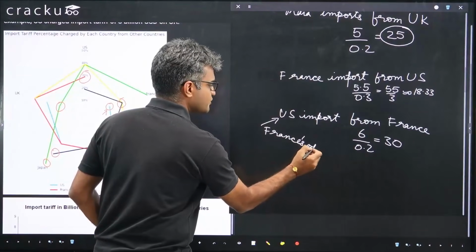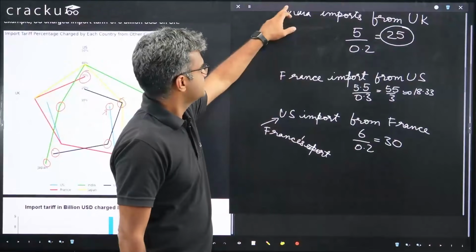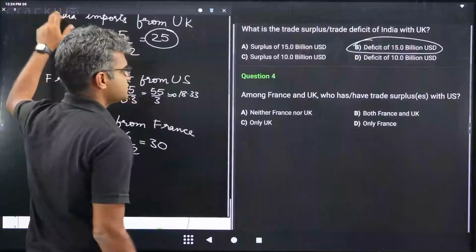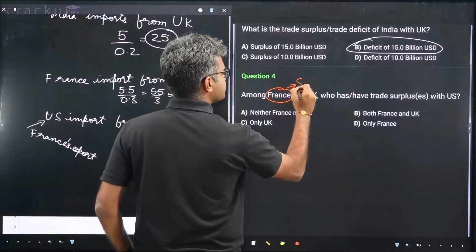Whatever US is importing is basically something that France has exported. The exports are greater than the imports. So here France is definitely having a surplus.